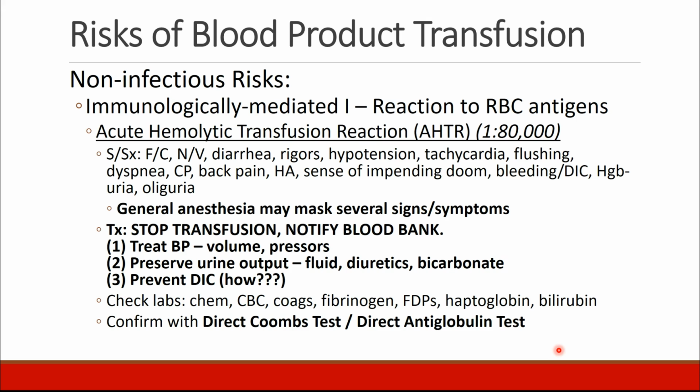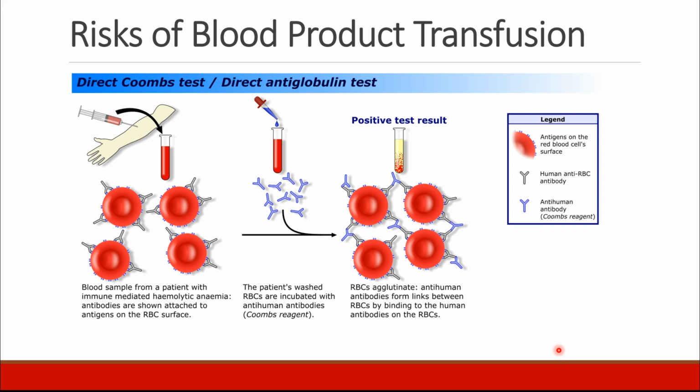Meanwhile, supportive care includes treating their blood pressure with volume and pressors, preserving urine output with fluid, diuretics and bicarbonate, and anything else we can do to prevent DIC. Labs should be checked, including chemistries, CBC, coags, fibrinogen, fibrin degradation products, haptoglobin, and bilirubin. And this diagnosis of an acute hemolytic transfusion reaction can be confirmed with a direct Coombs test. This figure reminds us of what a direct Coombs test is. A blood sample from a patient who we think is having this acute hemolytic transfusion reaction is taken.